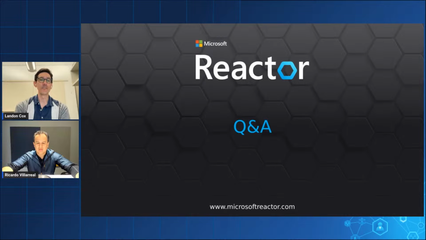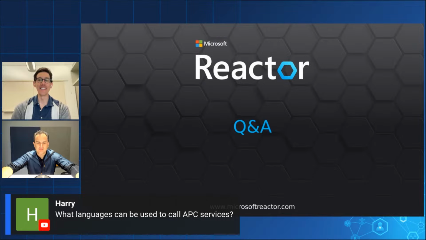That is a great question. So the question is, what languages does APC support? Currently for private preview, we have an SDK for C#, we have an SDK for Go, and we have an SDK for Python. It's very easy for us to create these SDKs. So depending on the languages that developers are interested in, we can create them for JavaScript or Rust or whatever developer wants.